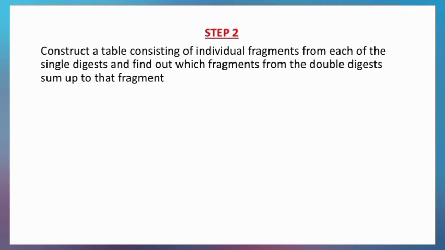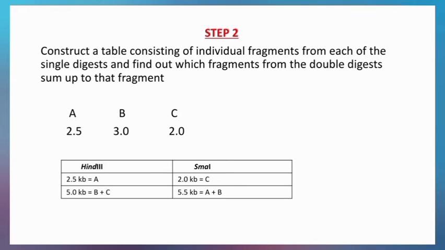For step 2, construct a table consisting of individual fragments from each of the single digests, and then find out which fragments from the double digestion will sum up to give us that fragment. We are going to construct a table, and what is this table going to consist of? The individual fragments generated from the single digestion. So one column will consist of the Hind 3, and the other column will consist of the Sma 1 fragments. We know Hind 3 has 2 fragments, 2.5 kilobase pair and 5.0 kilobase pair. And Sma 1 also has 2 fragments, 2.0 kilobase pair and 5.5 kilobase pair.